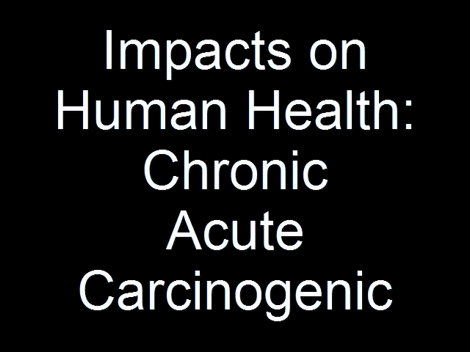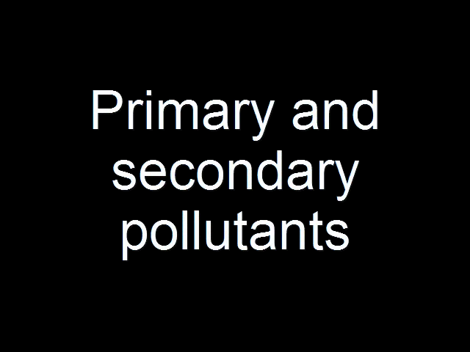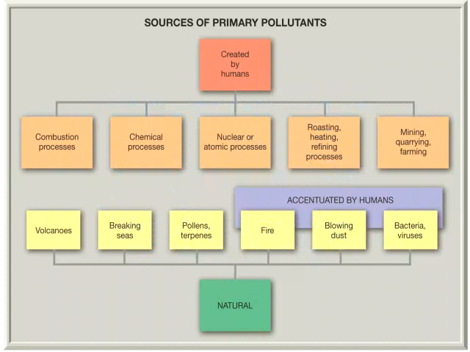Acute impacts refer to life-threatening reactions within a period of hours or days, and carcinogenic effects are cancer-causing effects, for example, lung cancer. We differentiate primary pollutants, which are directly emitted pollutants, from secondary pollutants, which are pollutants that result from chemical transformations of primary pollutants. Sources of air pollutants can be natural, such as volcanoes or fires. They can also be created by humans through a variety of ways.